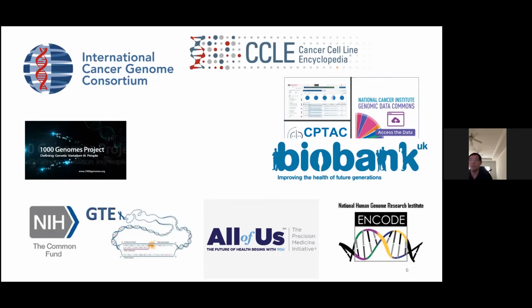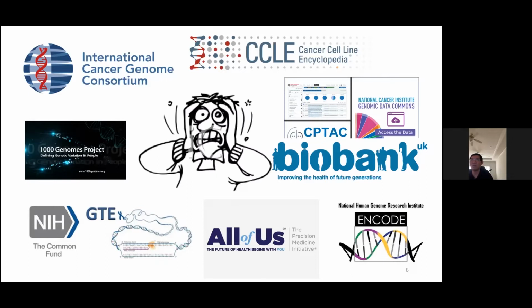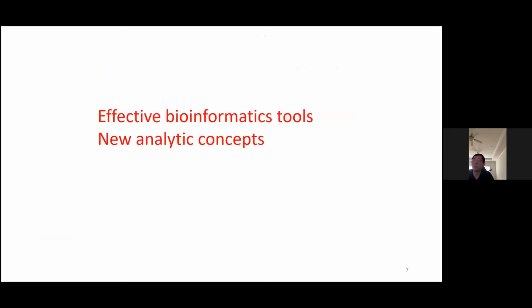So all this data is fundamentally about how to use basic data to generate clinically actionable insight, very practical for health care. When we talk about this data, of course, big data presents a big challenge for bioinformaticians and computational biologists. So I think what we really need is two things. Number one, we need more effective bioinformatics tools to analyze those data. Second, we probably need some fundamentally new analytical concepts to understand the complexity of biology and disease.